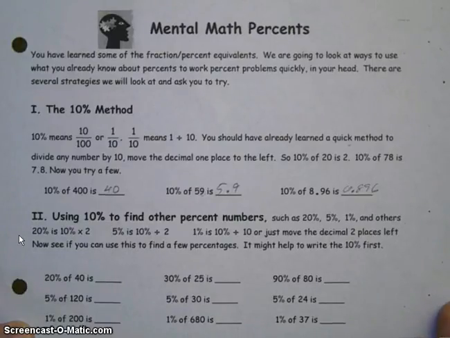Okay, using 10, we can also find other things like 20%. Or 5%. 5 is half of 10. We already talked about that with the benchmark percents. 1%, which is 10% of 10%. Dividing 10% by 10, you get 1. Or in other words, you move the decimal point 2 spaces.